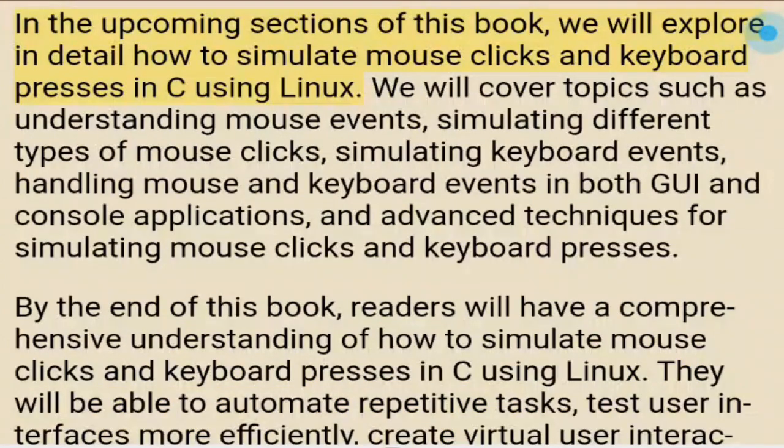In the upcoming sections of this book, we will explore in detail how to simulate mouse clicks and keyboard presses in C using Linux. We will cover topics such as understanding mouse events, simulating different types of mouse clicks, simulating keyboard events, handling mouse and keyboard events in both GUI and console applications, and advanced techniques for simulating mouse clicks and keyboard presses. By the end of this book, readers will have a comprehensive understanding of how to simulate mouse clicks and keyboard presses in C using Linux.